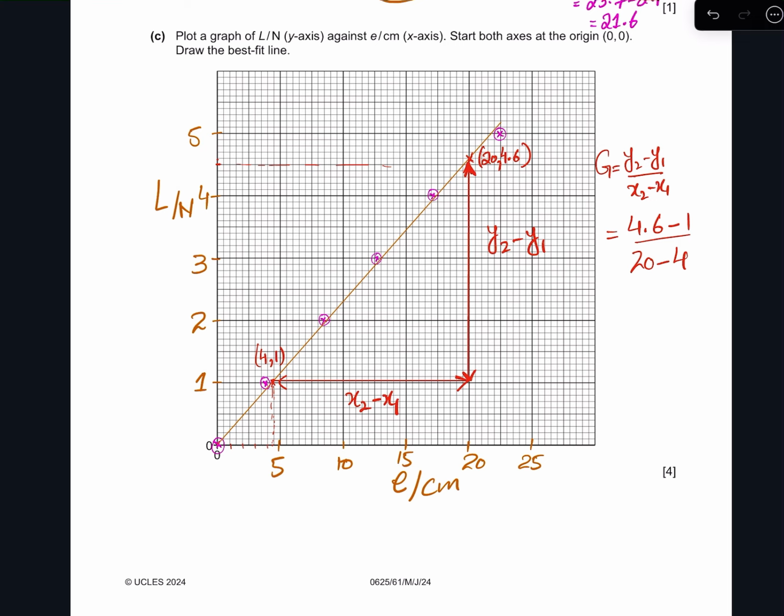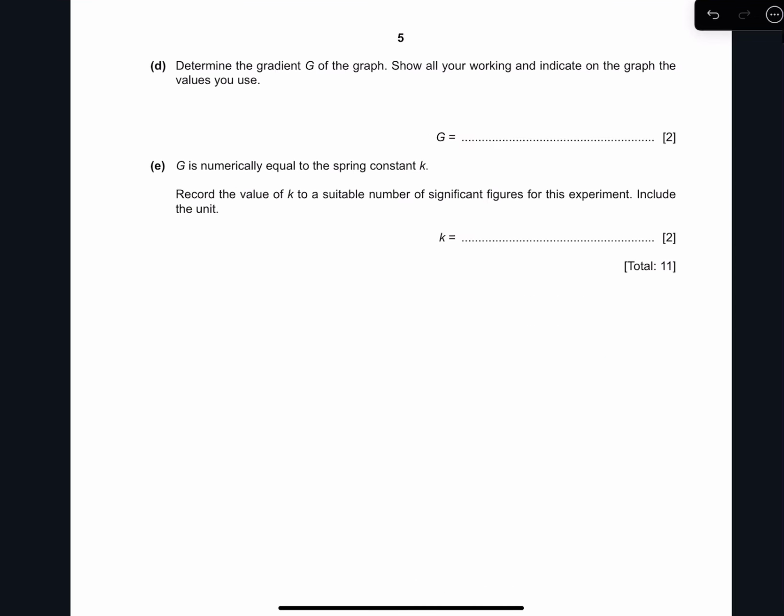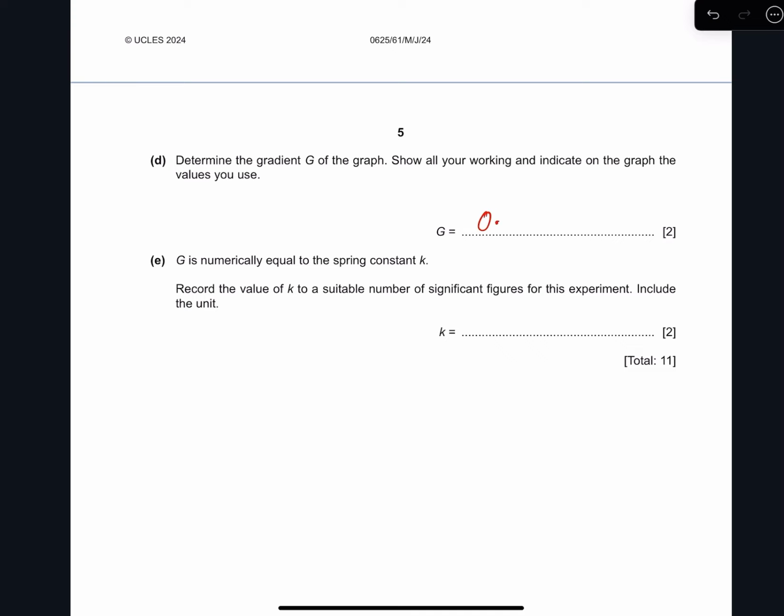So 4.6 minus 1 is 3.6 divided by 16. So let me calculate 3.6 divided by 16. It will give us 0.225. So it will be 0.225.